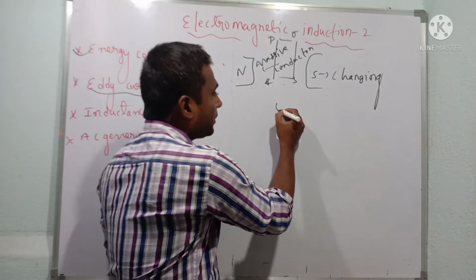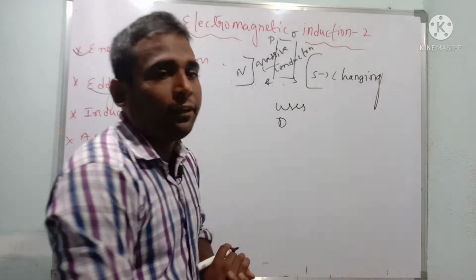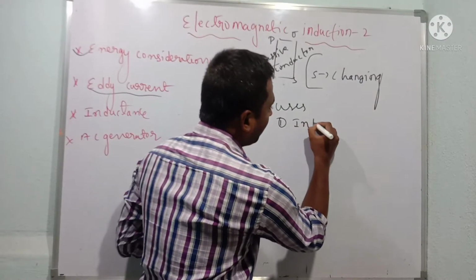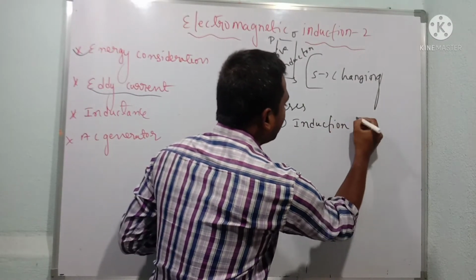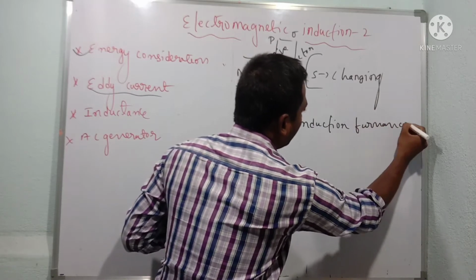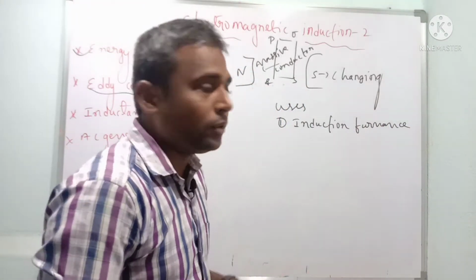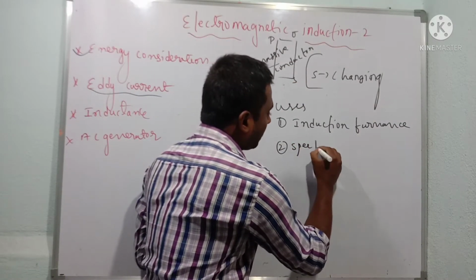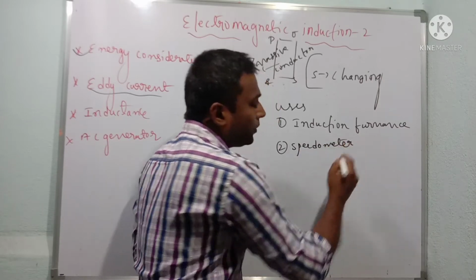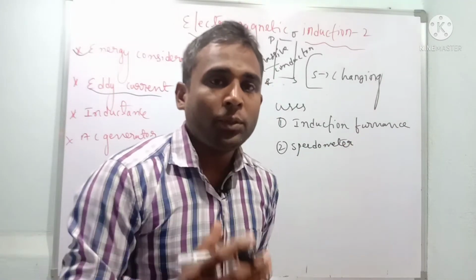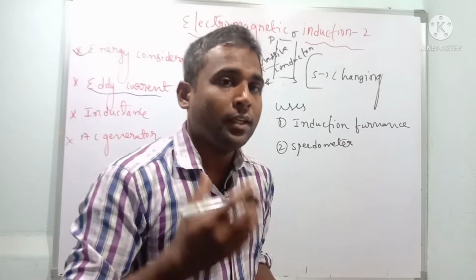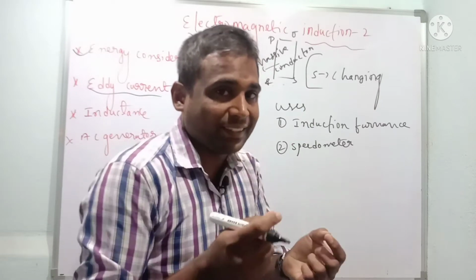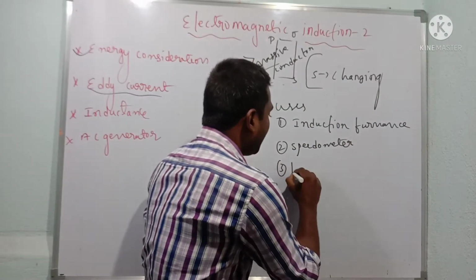Uses. Dear students, the uses are very important. The first one is the induction furnace. Induction furnace means what? It is used to melt iron metals; we use this principle. The second one is the speedometer. You know that in vehicles a speedometer is fixed, which finds the speed of the vehicle. Also it is used in the dead-beat galvanometer to adjust the damping of oscillations. So the third one is the damping galvanometer.